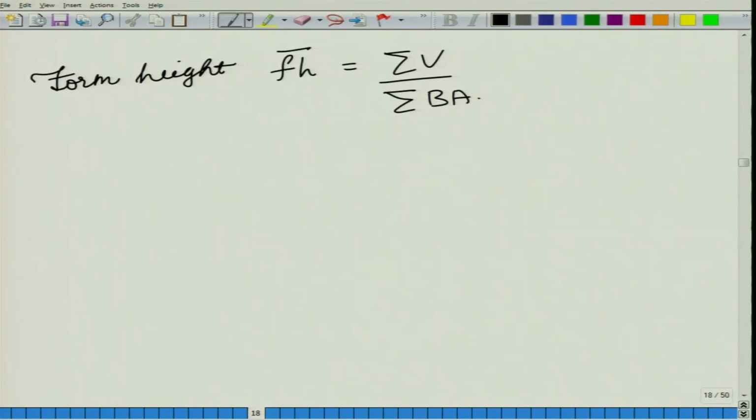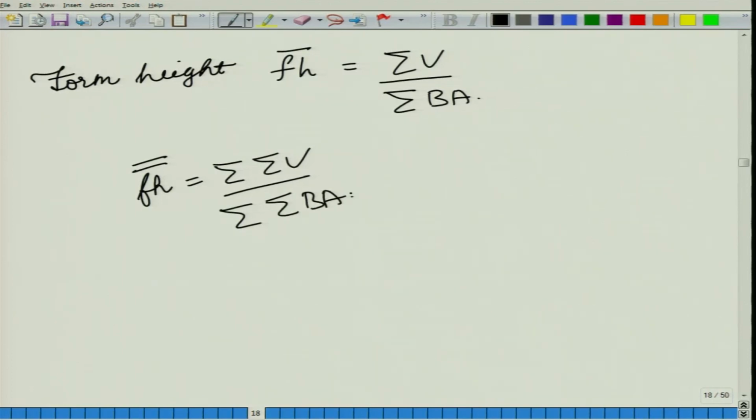We also have a pooled mean form height. A pooled mean form height is given by FH with 2 bars above it, is the sum of the volumes divided by the sum of the basal areas. For instance, in this one we will calculate it for each of the sample plots, whereas the pooled mean form height will be for all the sample plots combined together. So, let us now have a look at these equations in greater detail by looking at an example.